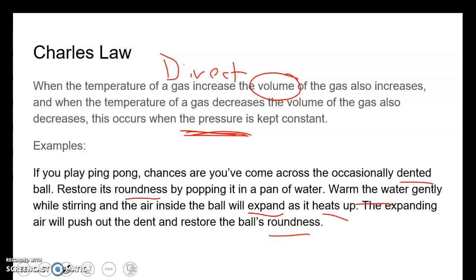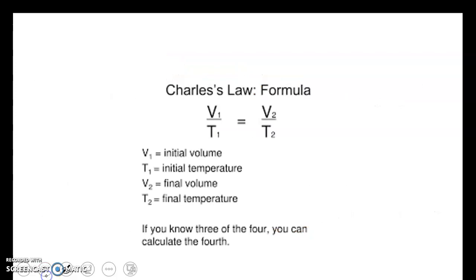And this is something that you can test yourself. Take a ping pong ball, give it a dent, or a wiffle ball or something like that that you have around. That's an enclosed container, not the wiffle ball with the holes in it. But then set it into some hot water if it's dented, and it should pop back out. So that's Charles's law, the direct relationship between temperature and volume.